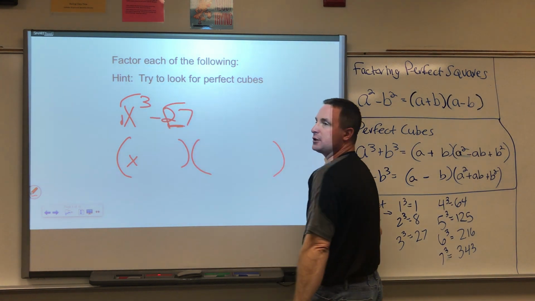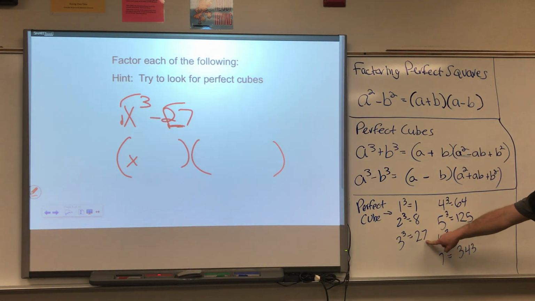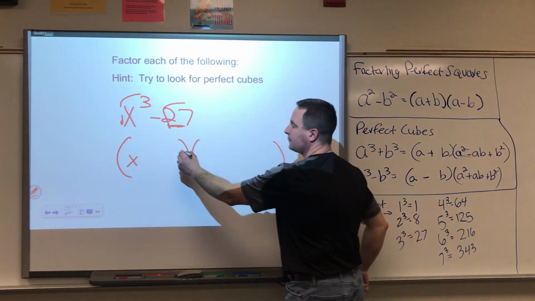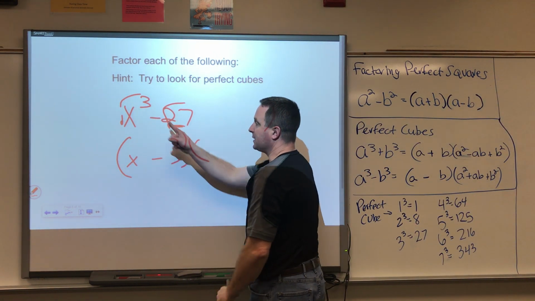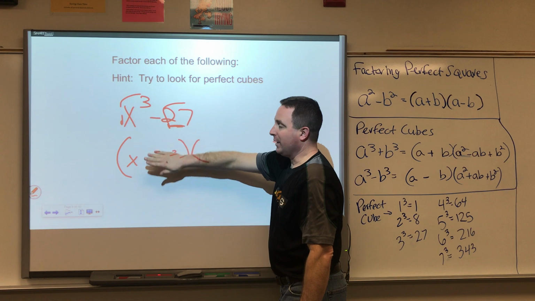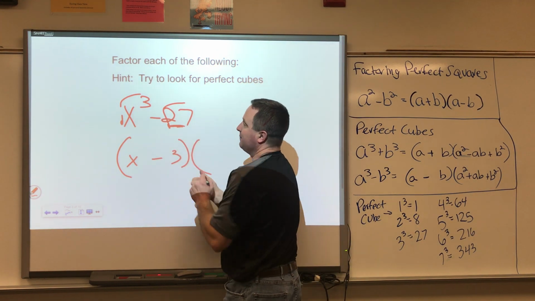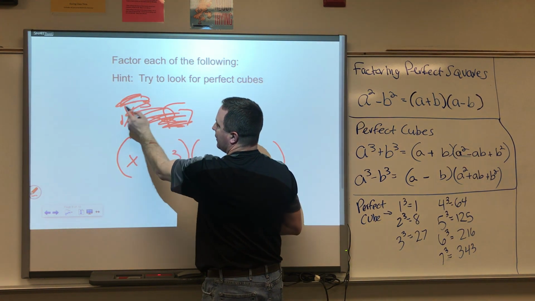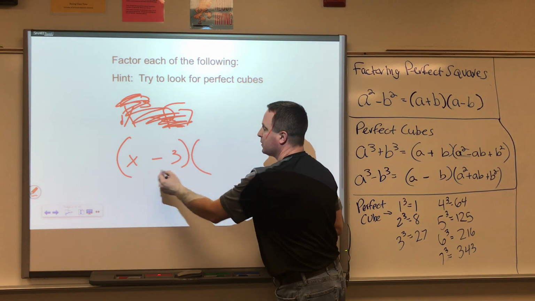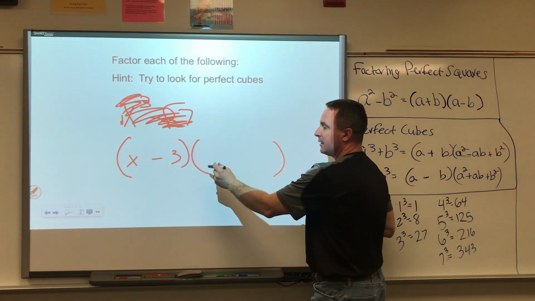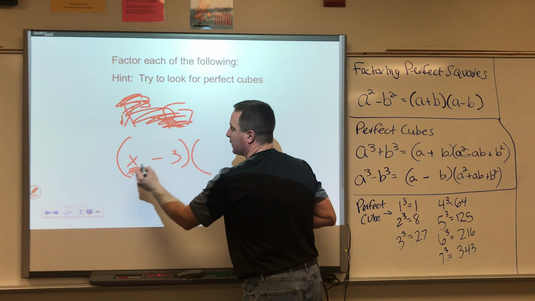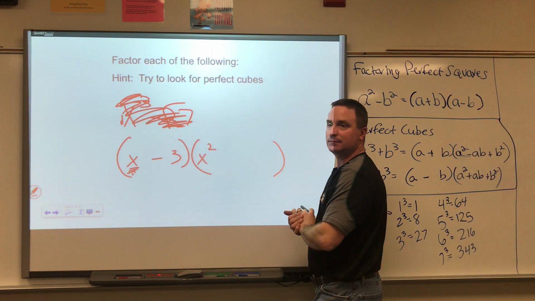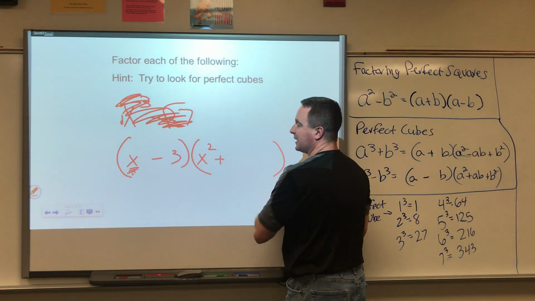27 is a perfect cube. The cube root of 27 is 3, and I'm going to keep the same sign. Once I get this first parenthesis, I'm pretty much done with that. I'm going to use this to get the big piece. What I do first is I square the first number. It's x squared. I change the sign, plus.